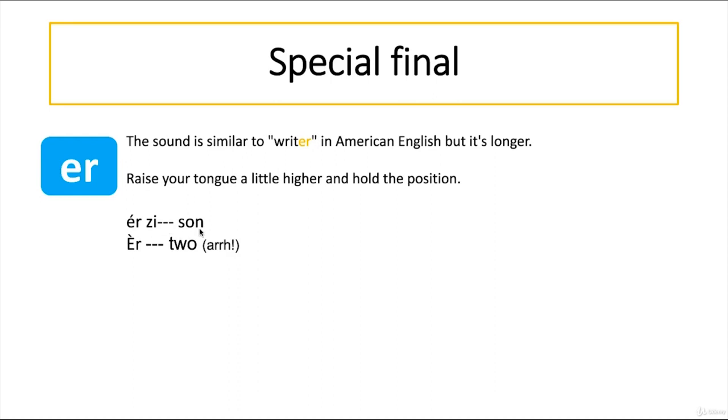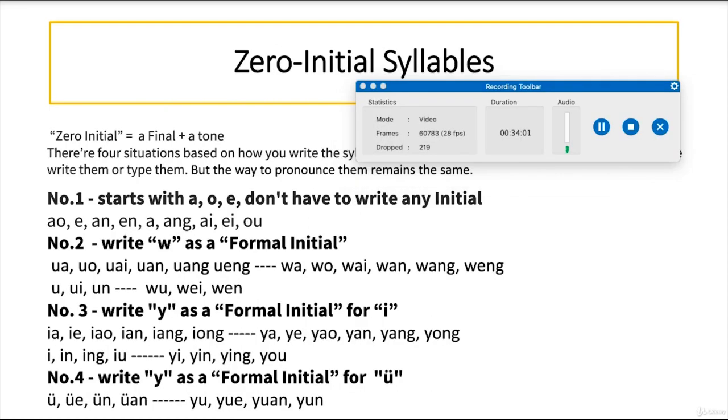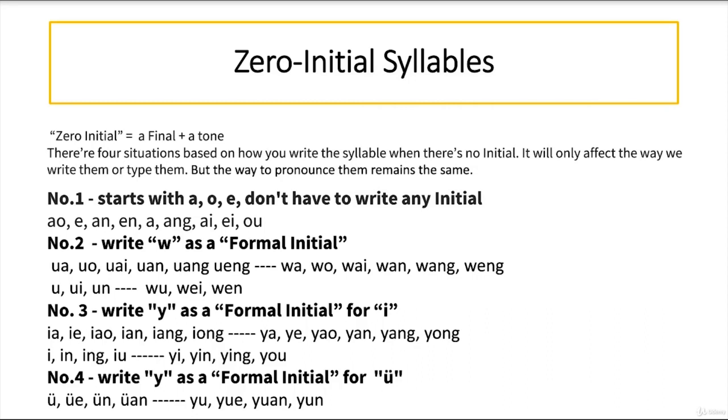Good job. The last part will be zero initial syllables. As I've mentioned earlier, a zero initial is when a pinyin syllable is made up of a final and a tone without an initial. There are 4 situations based on how you write the syllable when there's no initial. For all the zero initial syllables in the pinyin system, all we have to remember is the spelling rule when we write or type them, but the way to pronounce them remains the same.